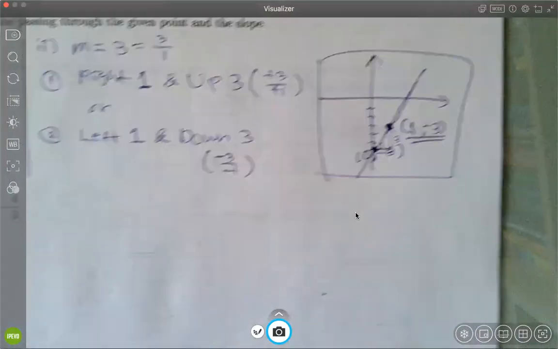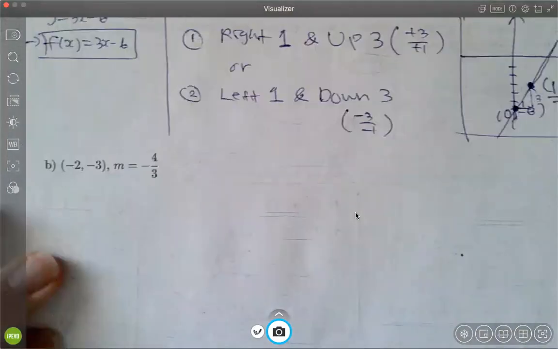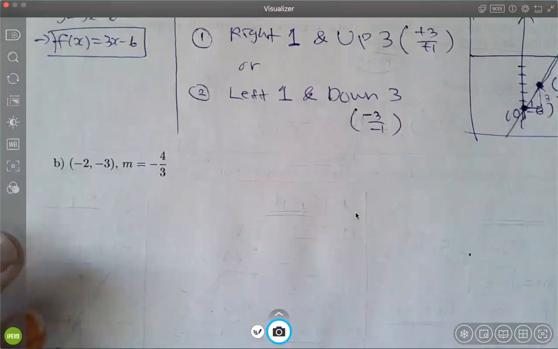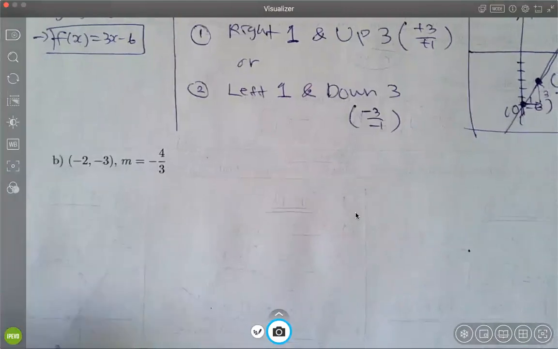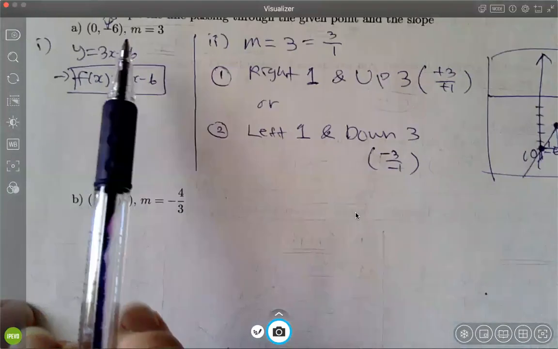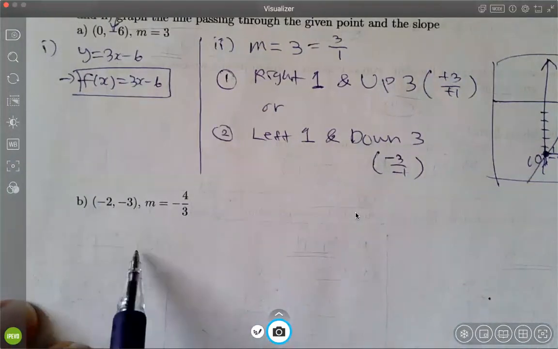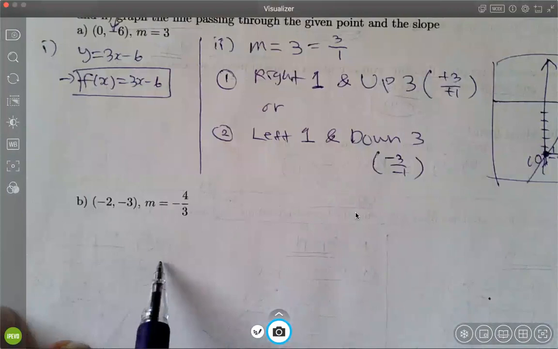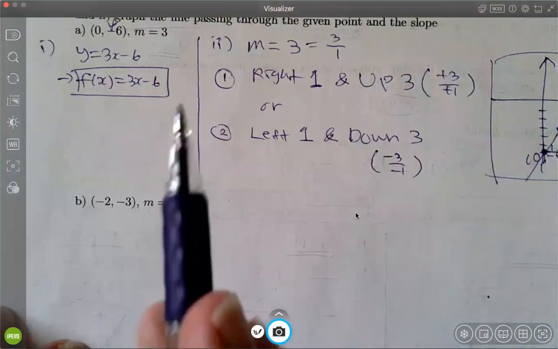Okay, and now part B. This one can be a little bit tricky. Negative 2 comma negative 3 is the point, and the slope is negative 4/3. Now, is the answer for part 1 equal to y equals negative 4/3 x minus 3? No. And this time, what's the problem? That's not the y-intercept, right?